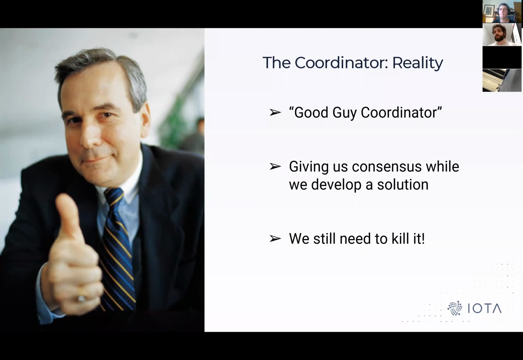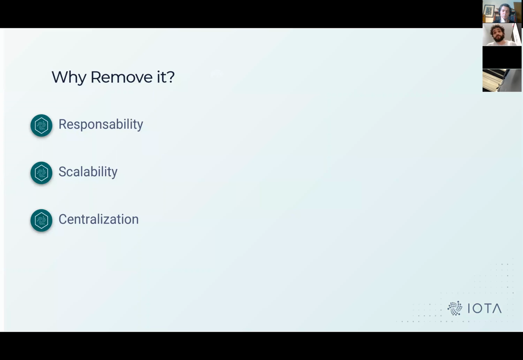We came a long way on this. The Coordicide project, I believe, is almost 2 years old. So, well, it's a big thank you for the coordinator also for holding us all this time, but we still need to kill it. We still need to get this done, right? So when the question is why we want to remove the coordinator, we have 3 main reasons that we can say.